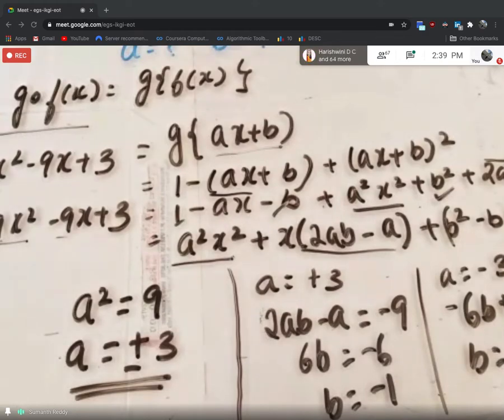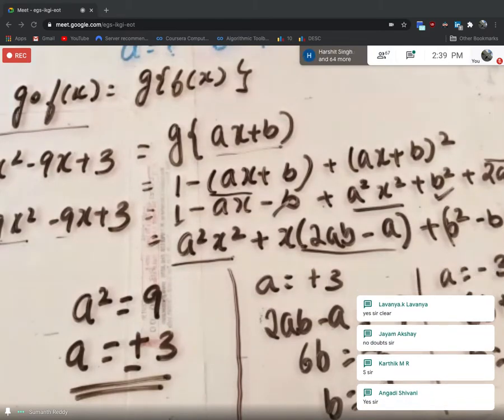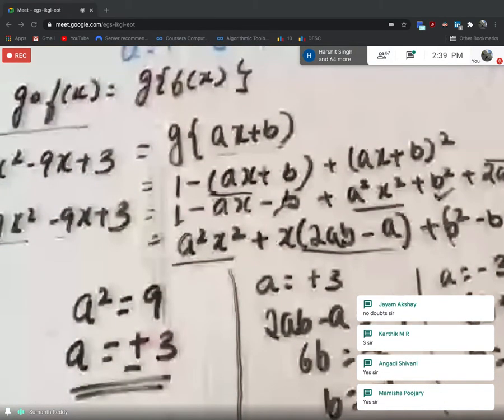This is one of the exam problems. Is it clear? Any doubts in this? Students, is this problem clear? Can I go with the next one? Okay, fine.